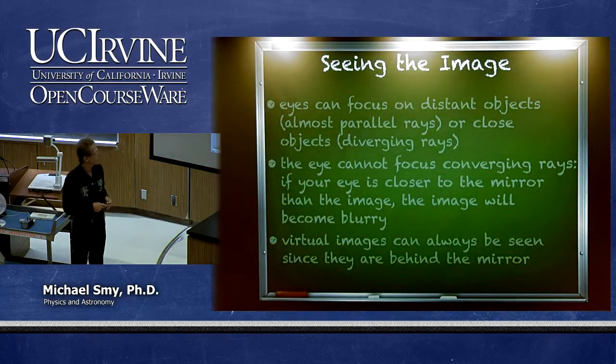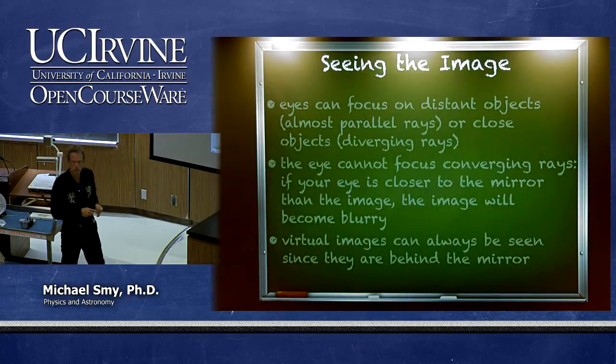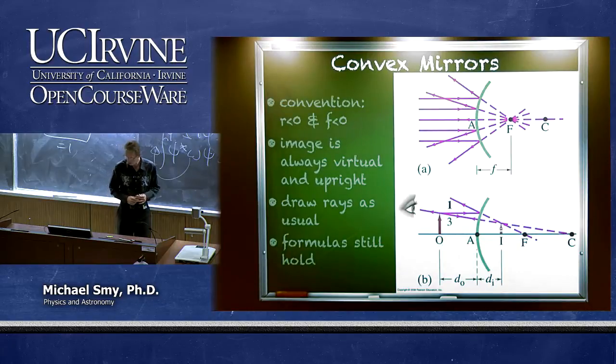So virtual images can always be seen, since you can't step in front of them. They're behind the mirror. You'll hit your head against the mirror first. Let's talk now about convex mirrors.